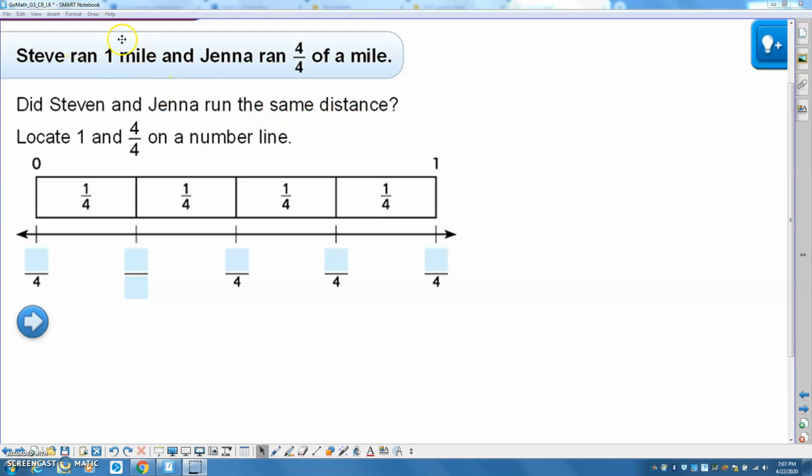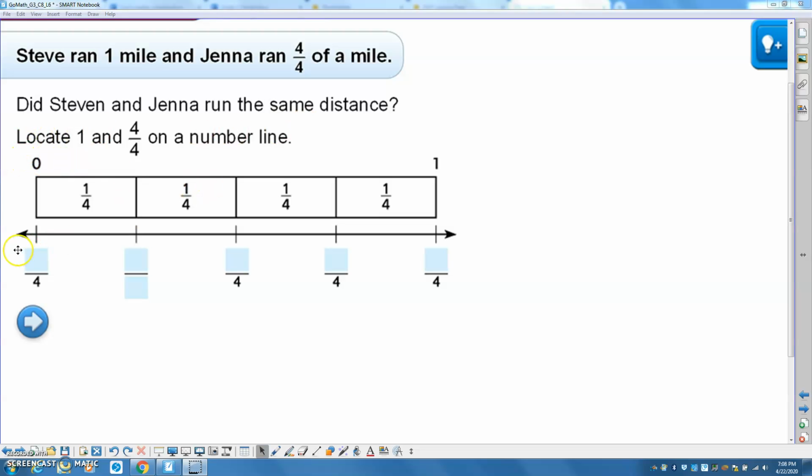So here we have 1 whole mile represented with just a 1 because it's 1 whole. And then we have 4/4, which is a fraction. So we want to see if this fraction, 4/4 of a mile, is the same as 1 whole mile. We want to know, did Steve and Jenna run the same distance?